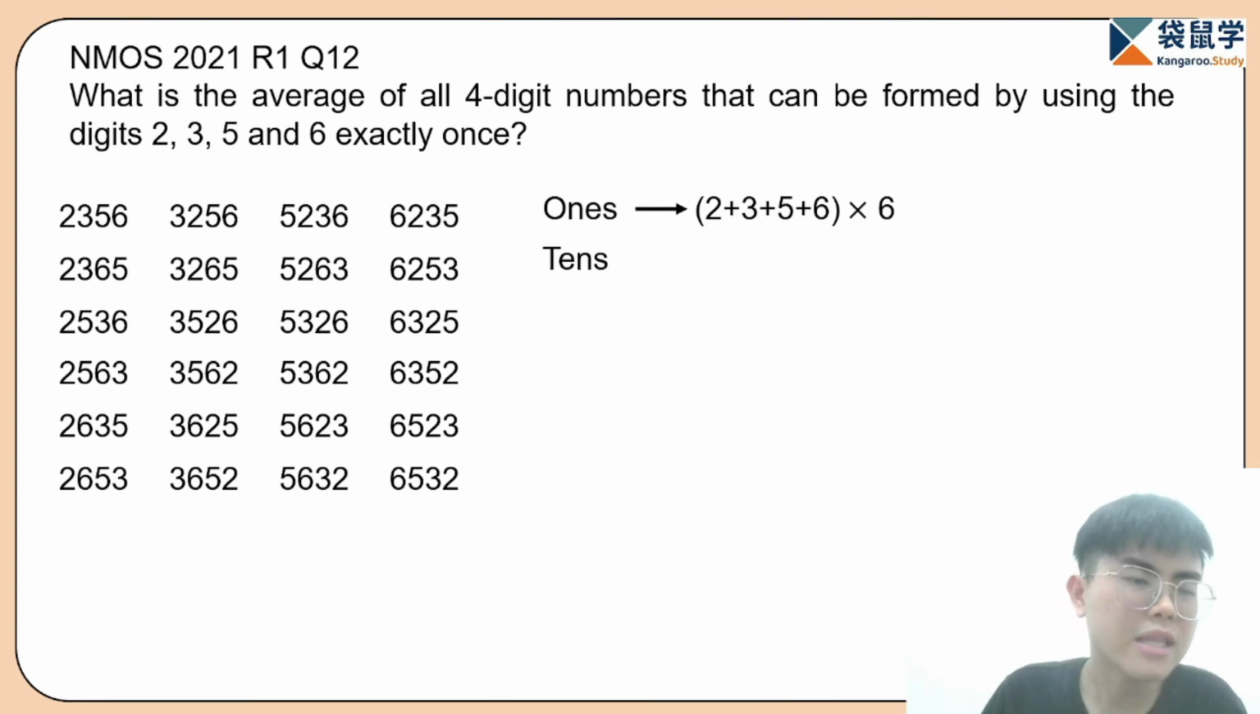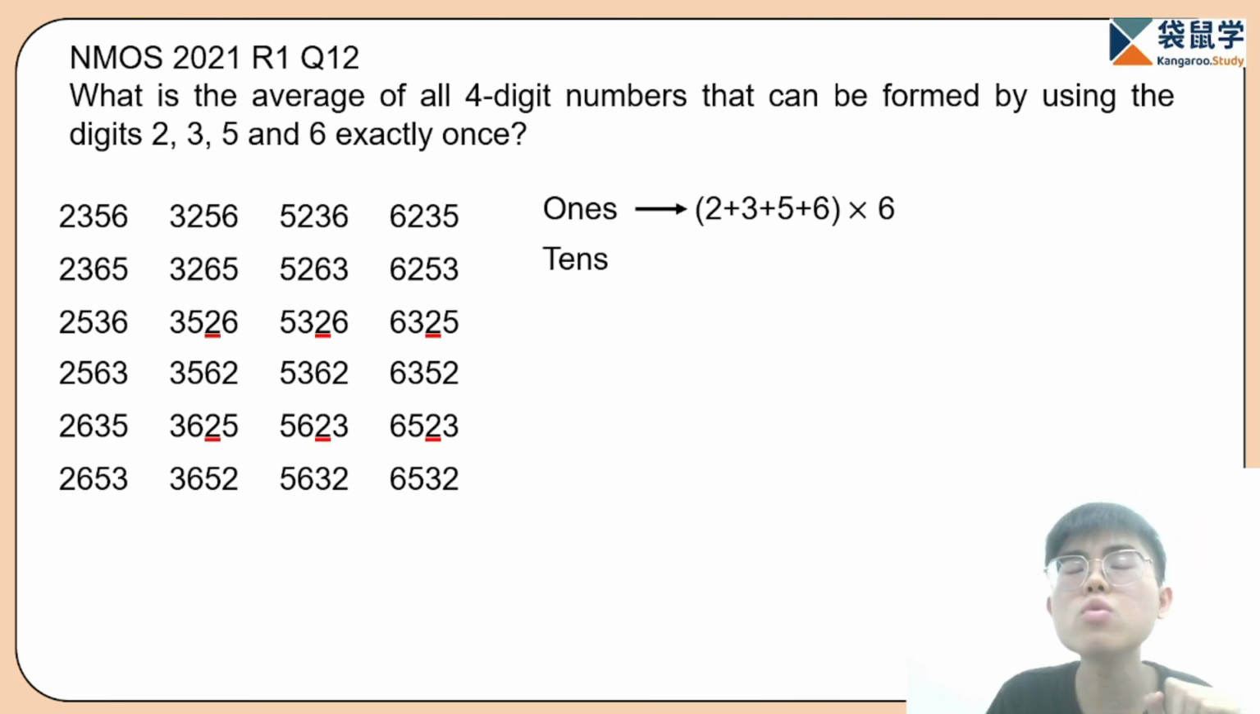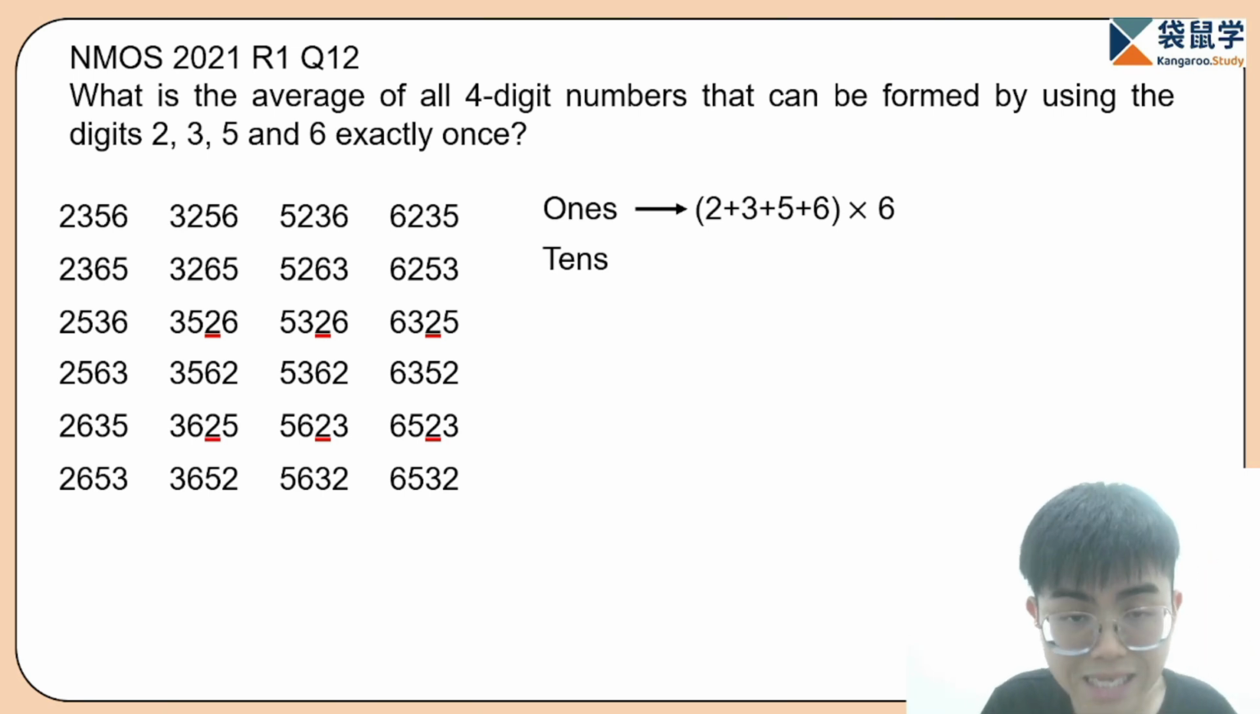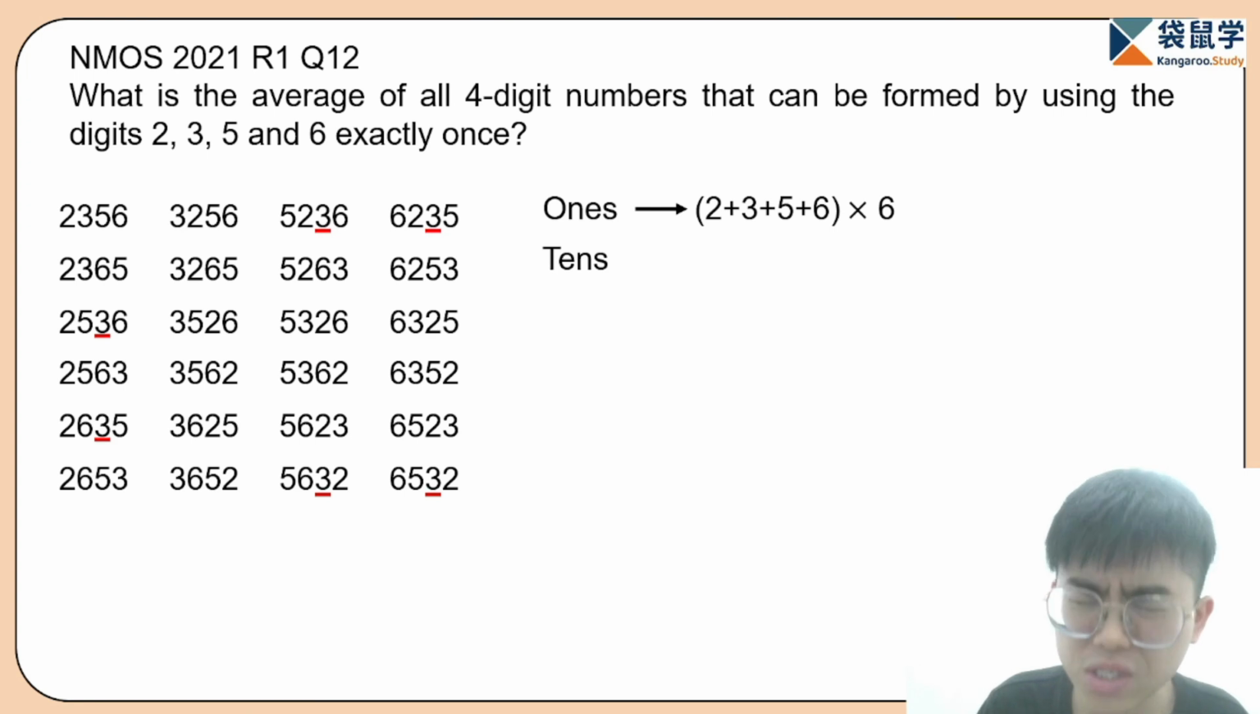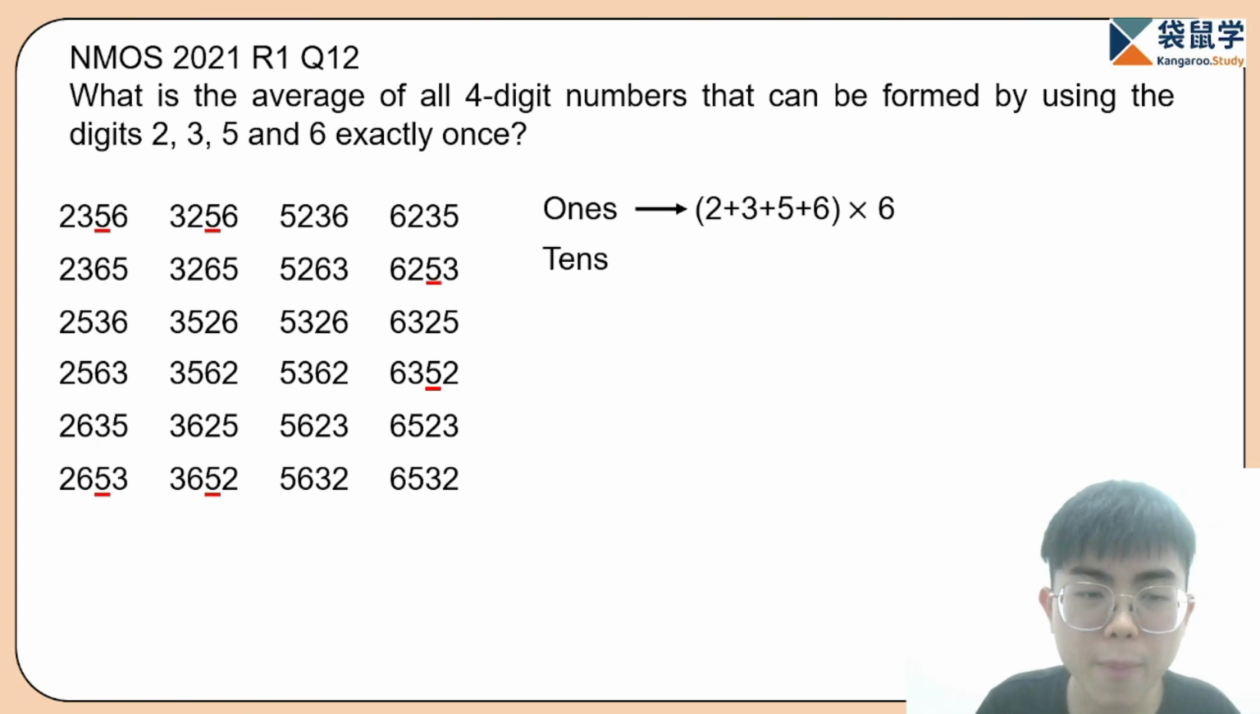Now, how about the tens place? Alright, tens place. Let's have a look at the number 2. You will realize that number 2 also appears 6 times. How about number 3? Number 3 also appears 6 times. Number 5 also appears 6 times.